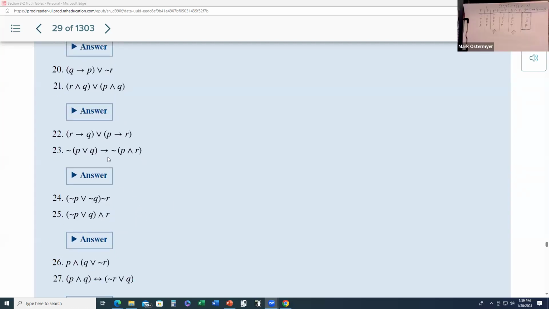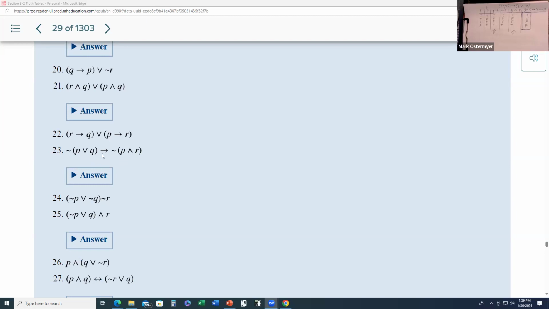Number 23, ladies and gentlemen, has how many statements in it? Three. Yeah, it's got three. It's got a P, a Q, and an R. Now, do you have that example of the way you lay out your table? P column, Q column, and R column. You're going to label the P column, the Q column, and the R column exactly the same way, and then go from there.